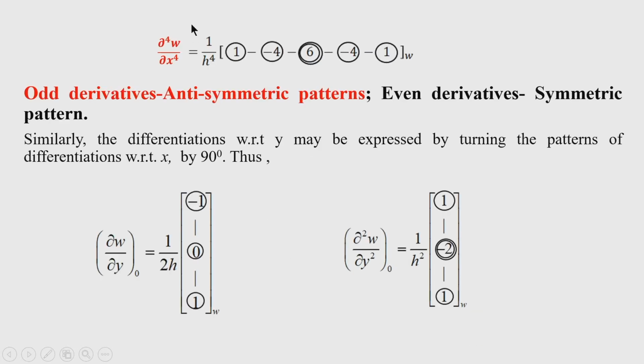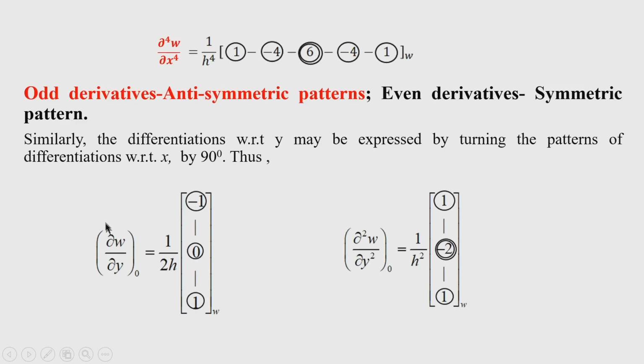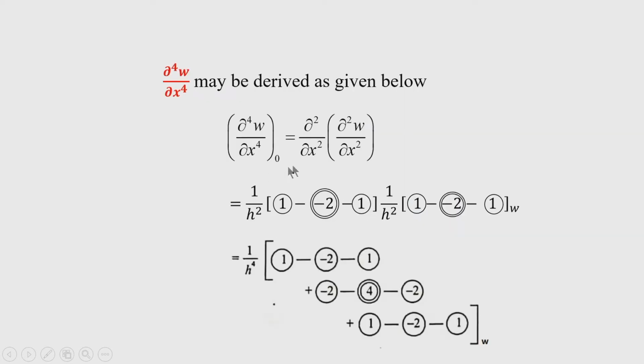After getting the fourth derivative, the pattern in the y direction can also be written just by rotating the derivative found with respect to x by 90 degrees. If I rotate this by 90 degrees, I can get del w by del y, just by rotation by 90 degrees. Similarly, del square w by del y square is obtained by rotating the del square w by del x square quantity.